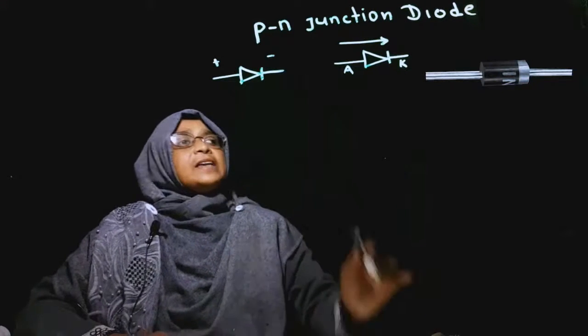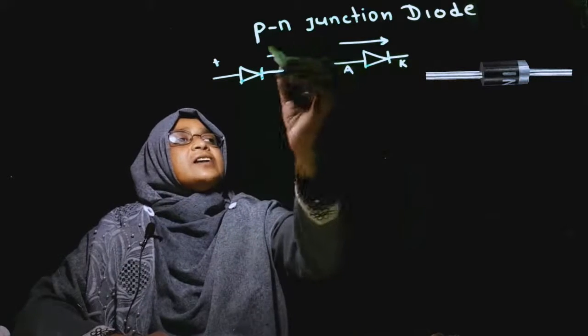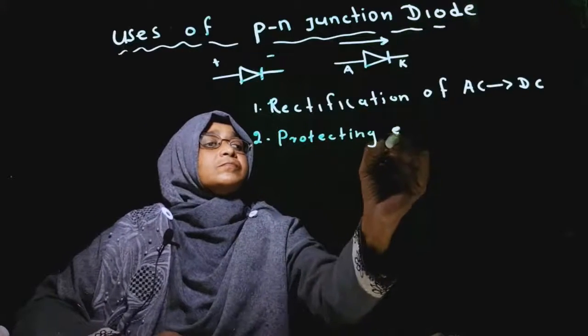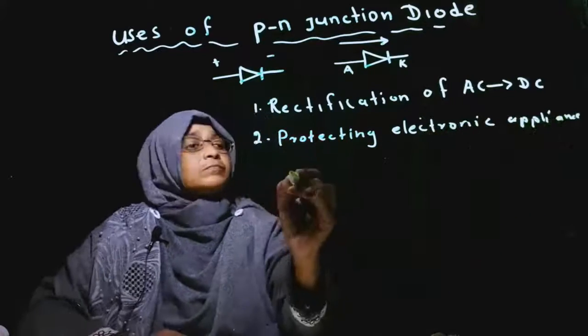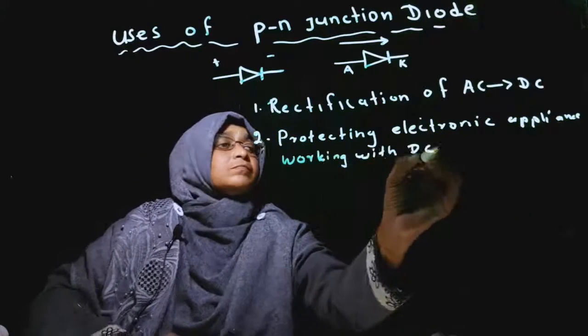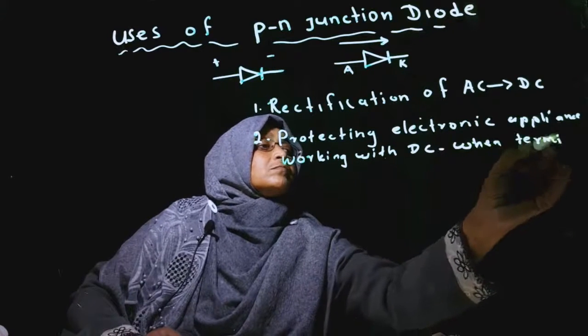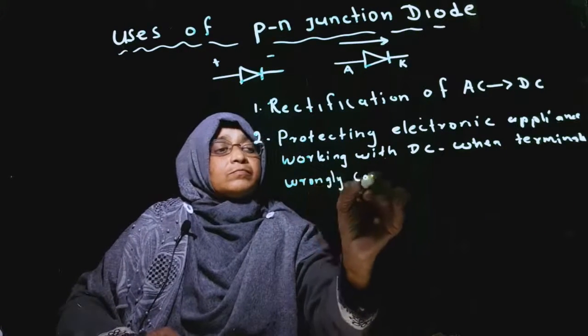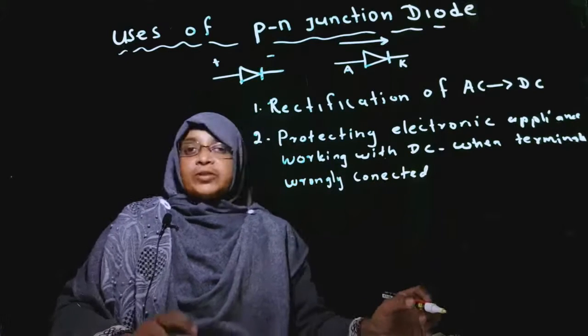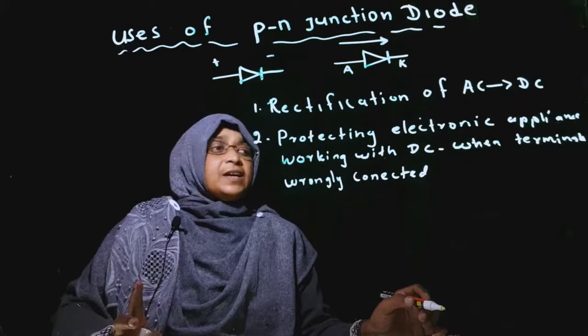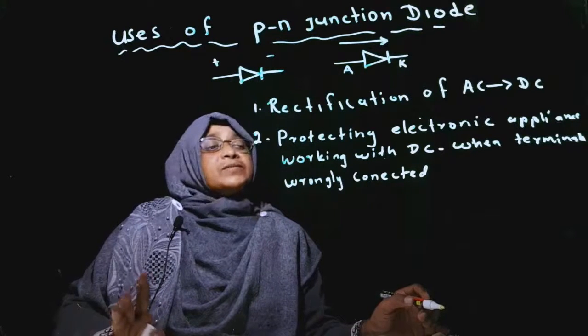Now, as this junction diode allows current in one direction, it is used for protecting the electronic appliances working with DC when terminals are wrongly connected.